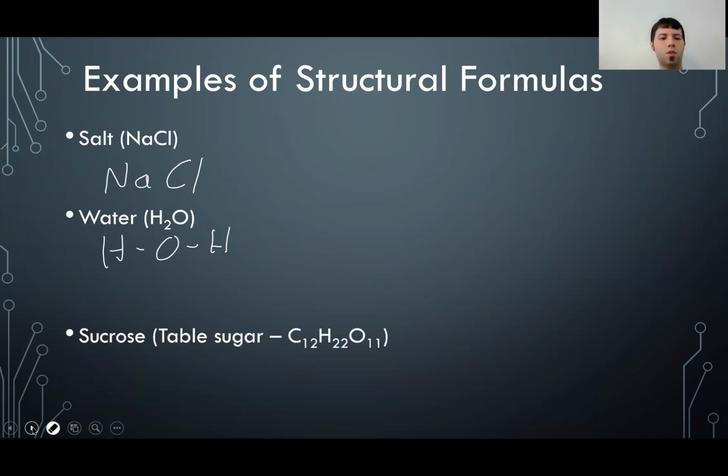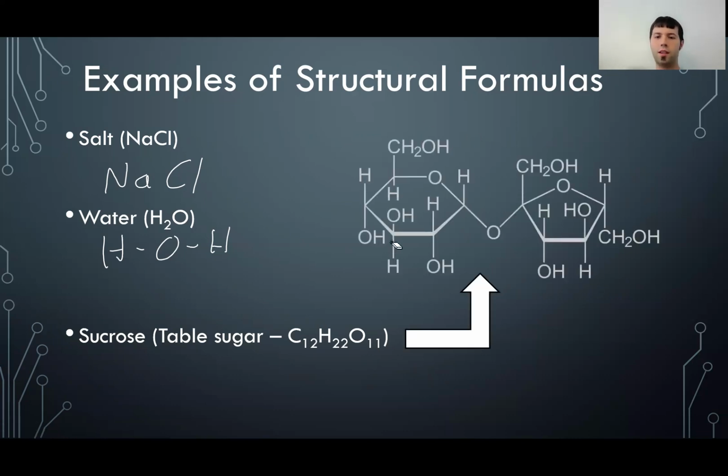Anyway, another structural formula would be something like sucrose, which is just table sugar. So table salt is NaCl, a really simple formula. Table sugar is C12H22O11. So I have 12 carbon atoms, 22 hydrogen atoms, and 11 oxygens. The chemical formula doesn't really tell me much, which is why some people prefer a structural formula, which looks like this. So molecules can get pretty crazy.